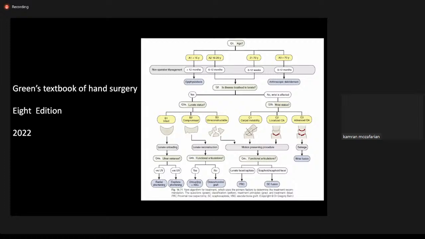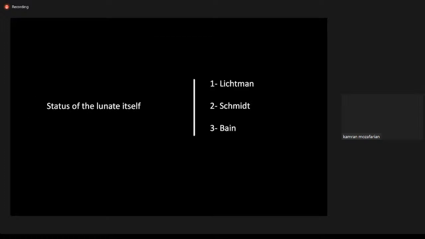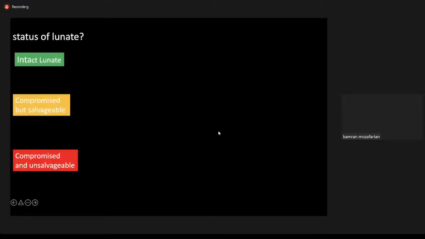It is more or less the same as the previous algorithm, but it is also, again, a little bit complex. But all of these new algorithms have one thing in common, and that is the status of the lunate. In all of them, the most important factor is the status of the lunate itself, using the Lichtman, Schmidt, and Bain classification.